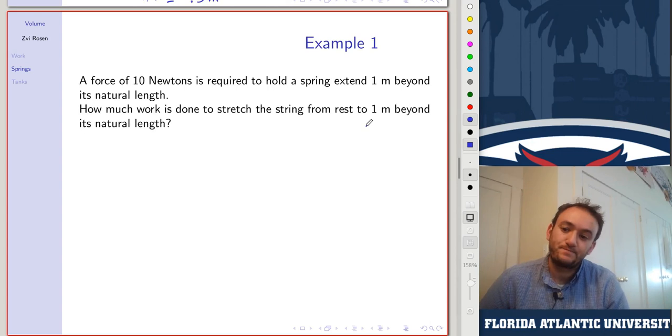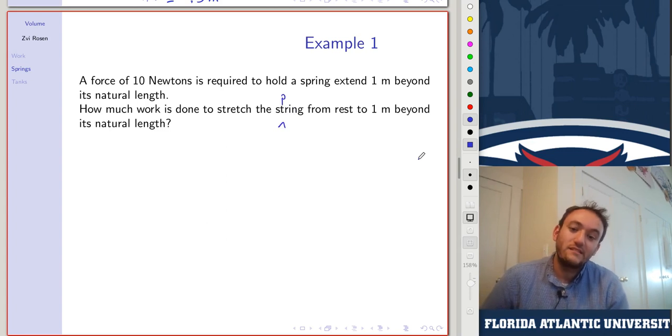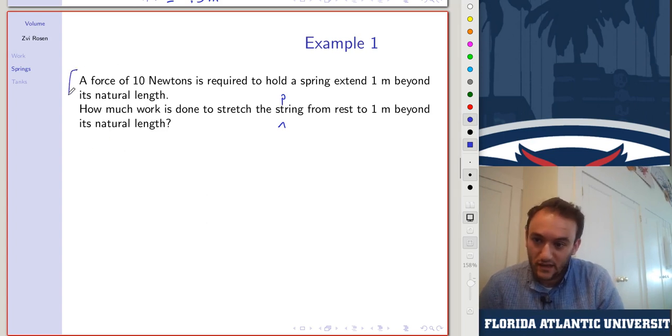Okay, let's do an example. A force of 10 newtons is required to hold a spring extended 1 meter beyond its natural length. How much work is done to stretch the spring from rest to 1 meter beyond its natural length? So we have 1 bit of information, and we want to turn that into a bit of information about work. So let's first interpret this in equation form.